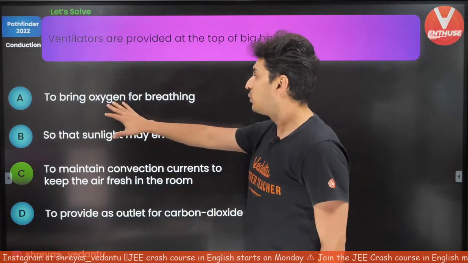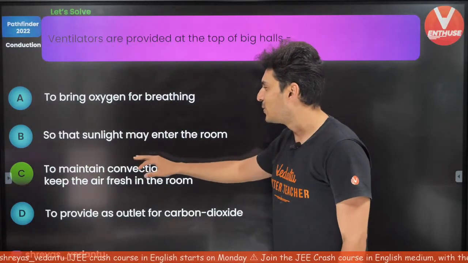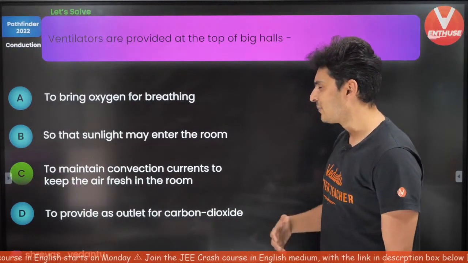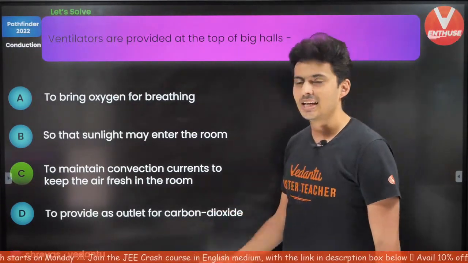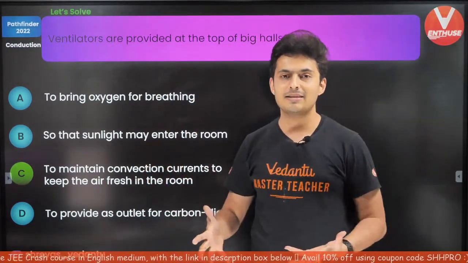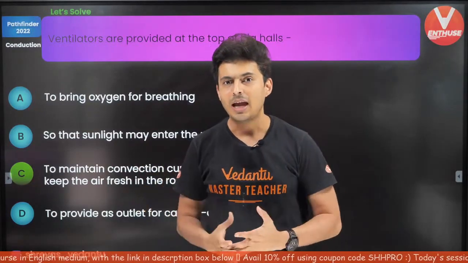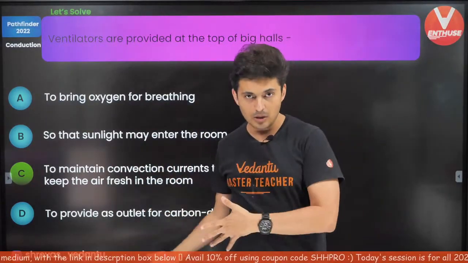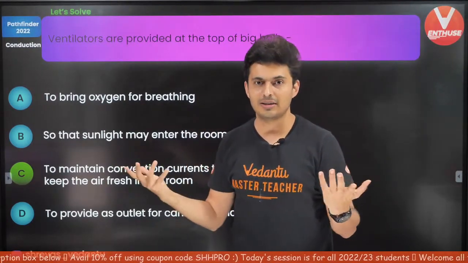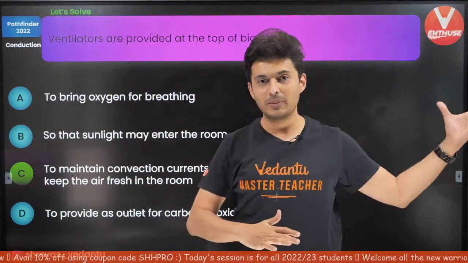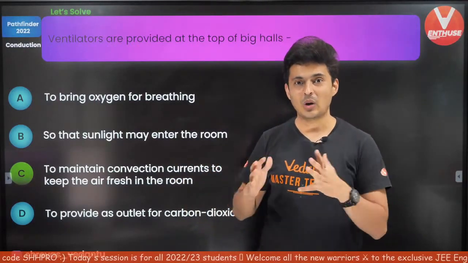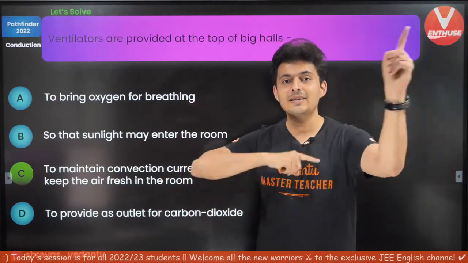The reason is, to bring oxygen, no, it's not the case. To get the sunlight, no. To provide outlet for carbon dioxide, no. It's actually to maintain the flow of air. When people are inside, the air becomes stagnant. It might get moist, it might have carbon dioxide, it will also become warm and so many other things. Germs, obviously. So you want the fresh air to come in, and the old stale air, which might be moist, humid, warm, should go out. So it maintains the flow.